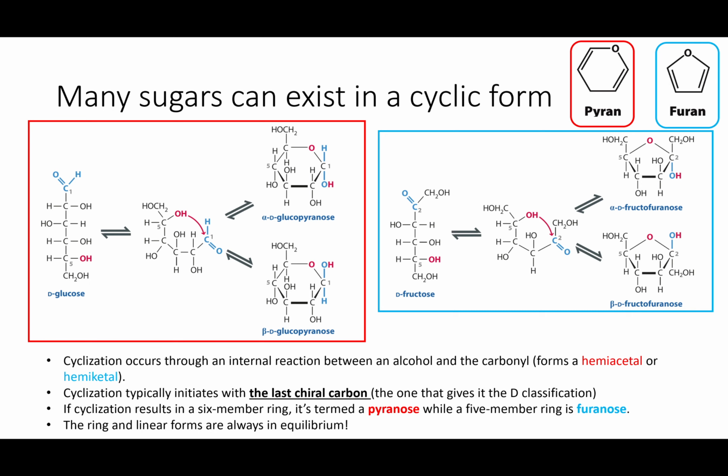This is the bond that forms that closes the ring. So it's going to be a 5-membered ring. Now draw out your furanose structure. If you're used to drawing nucleic acids, this should look familiar. This is the base structure of ribose. Ribose is a furanose.